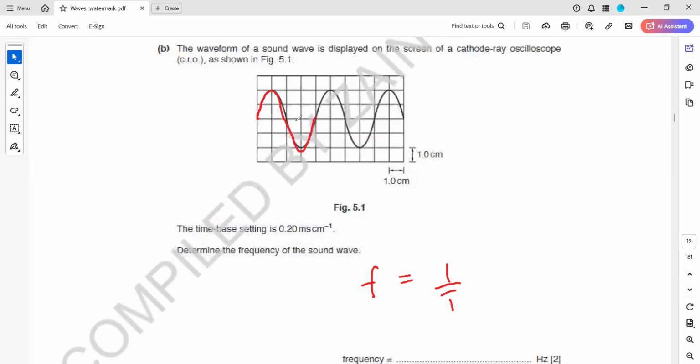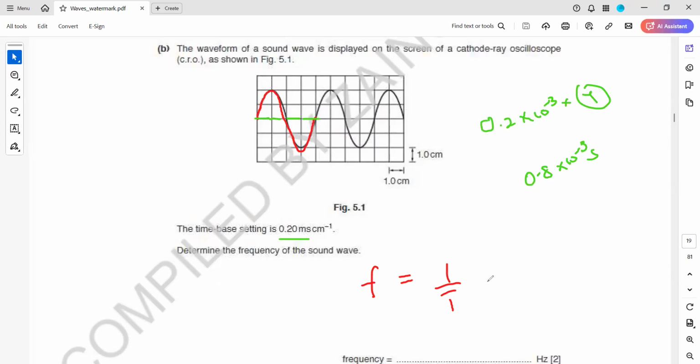One oscillation is completed in how many boxes? One, two, three, four boxes. Each box stands for 0.2, so that's why it is 0.2 multiplied by 4. But that is 0.2 millisecond, so we wrote 0.2 milliseconds or 0.2 × 10^-3 × 4. This 4 came from the number of boxes it covered. That's why it will be 0.8 × 10^-3. That is the time period of the oscillation.